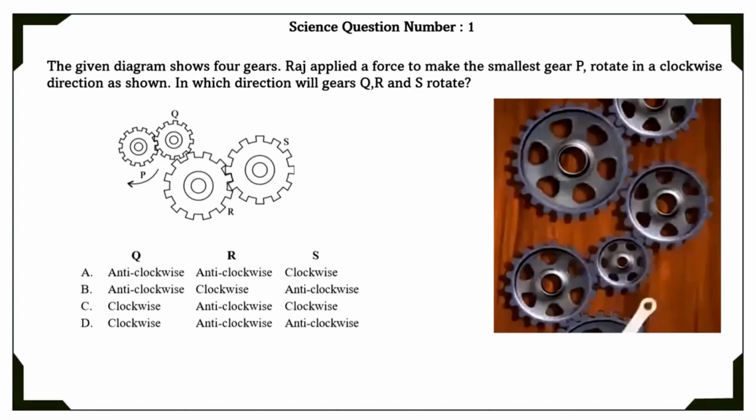Science question number 1. The given diagram shows 4 gears. Raj applied a force to make the smallest gear P rotate in a clockwise direction as shown. In which direction will gears Q, R and S rotate?